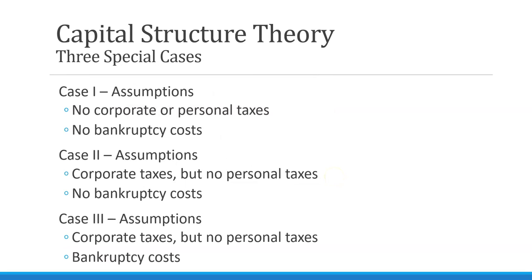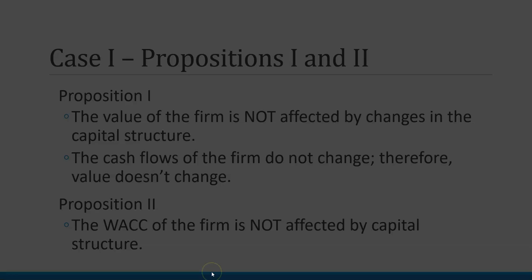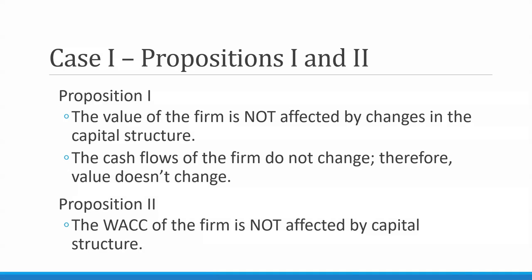Now we're going to look at this capital structure theory under three cases. Case 1 assumes that there are no taxes and no bankruptcy costs. Case 2 assumes that we have corporate taxes but no personal taxes and no bankruptcy costs. And case 3 assumes that we have corporate taxes, no personal taxes, and bankruptcy costs. So when we look at the first example, this follows under propositions 1 and 2 of the M&M propositions. Proposition 1 is that the value of the firm is not affected by changes in the capital structure, and the cash flows of the firm do not change, therefore the value doesn't change. And proposition 2, the weighted average cost of capital of the firm is not affected by capital structure. So under case 1, the weighted average cost of capital would not change even if we change the capital structure.